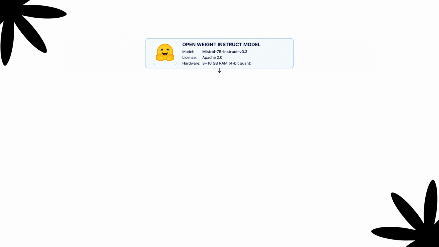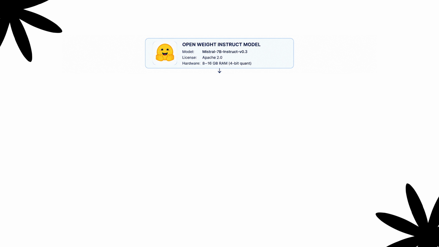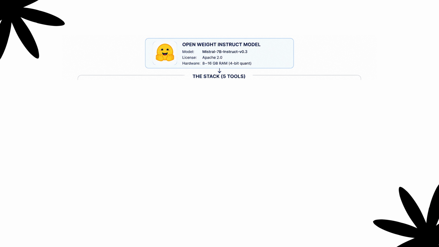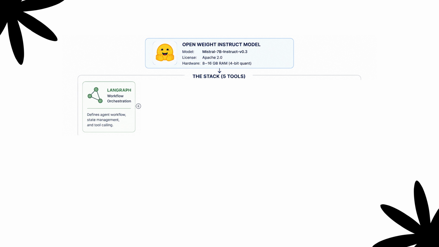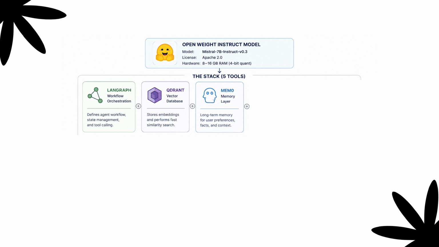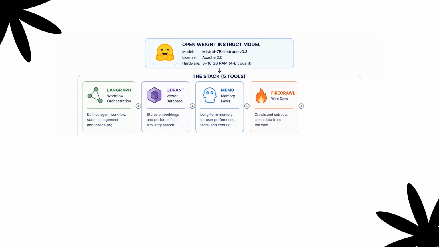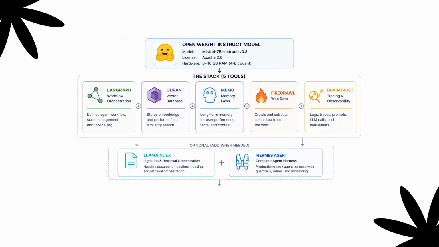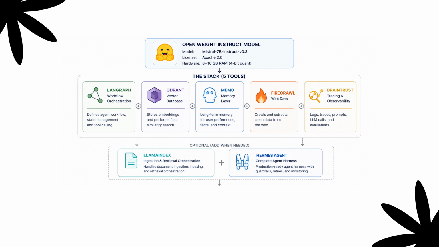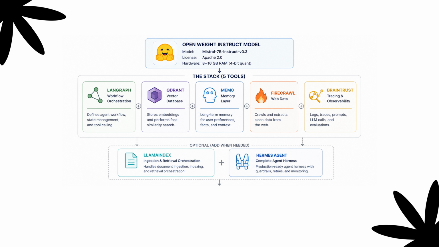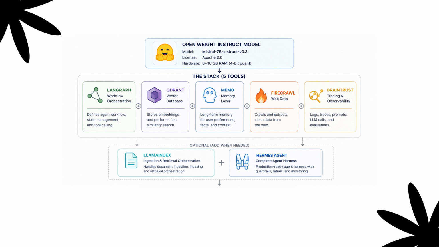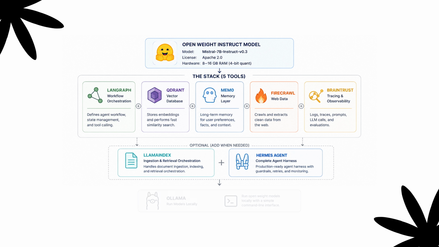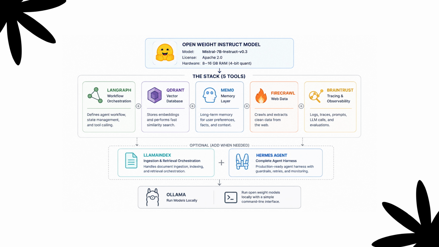Go to Hugging Face and choose one small open weight instruct model whose license and hardware requirements you understand. Then pick 5 pieces from the stack. LangGraph for the workflow, Qdrant for the retrieval, Mem0 for the memory, Firecrawl for web data, and Braintrust for tracing. If your project is document heavy, add LlamaIndex and let it handle the ingestion and the retrieval orchestration. If you want to understand what a more complete agent harness looks like, inspect the Hermes agent. Those are the next 2 tools I would explore. Now, if you want to run some models locally, start with Ollama.